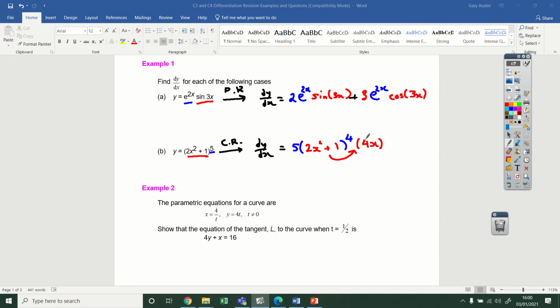Okay, so all of that put together, I can combine the 4x with the 5 and write it as 20x, and then this 2x squared plus 1, and that's to the 4. Okay, and that one's done. Right, so that's just a recap of using 2 of the 3 rules that we've used. Don't forget the quotient rule as well. The quotient rule being, I think, the only one that's given in the formula book.